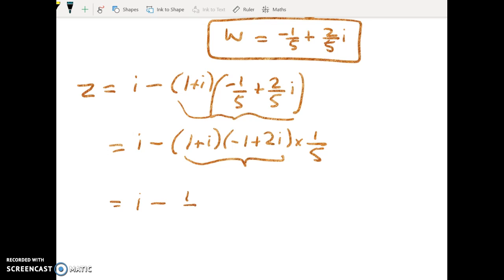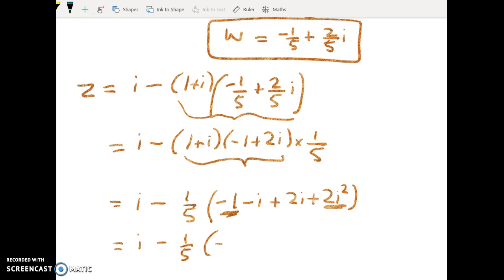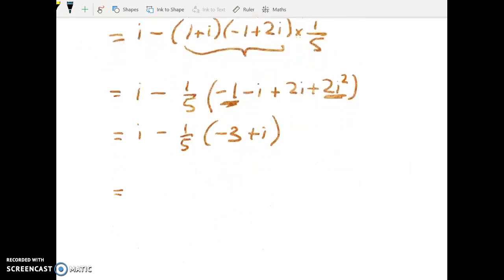So we've got i minus 1/5 of negative 1 minus i plus 2i plus 2i squared, which is i minus 1/5 of negative 1 minus 2, so negative 3 plus i. It's a really fiddly question, this one, so you don't want to get the whole way through here and make some stupid little mistake because of that expansion. So finally we've got down to z is equal to 3/5 plus 4/5 i.